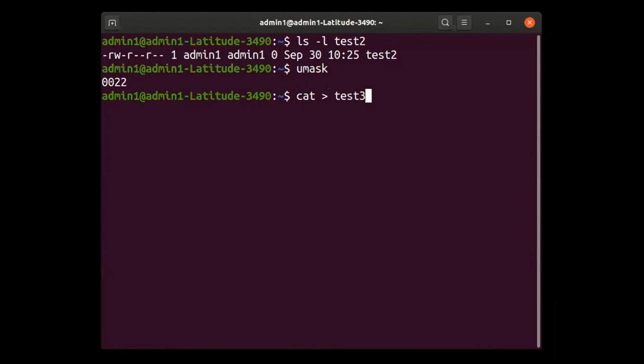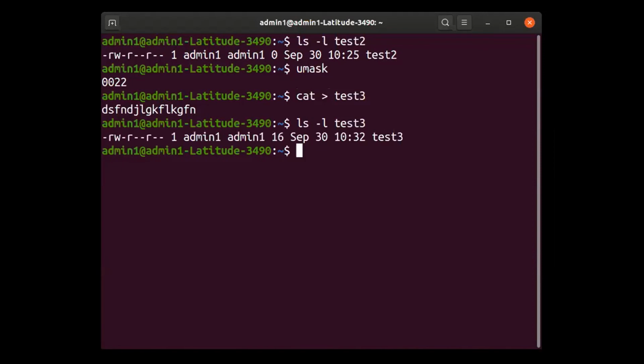Have a look at one more new file called test3. I will just type some text, no worry. Now I will look at the long listing of the file test3. You will find 644, read and write. So this is how umask basically works.